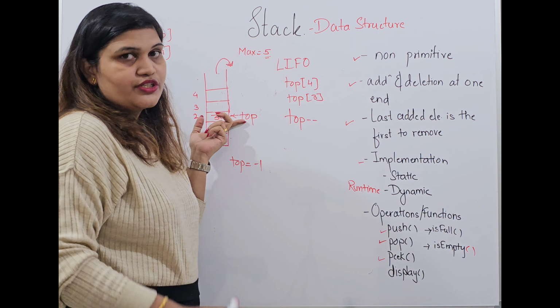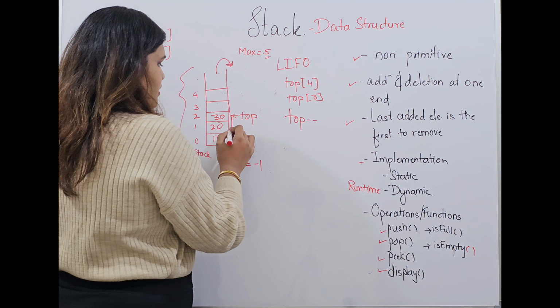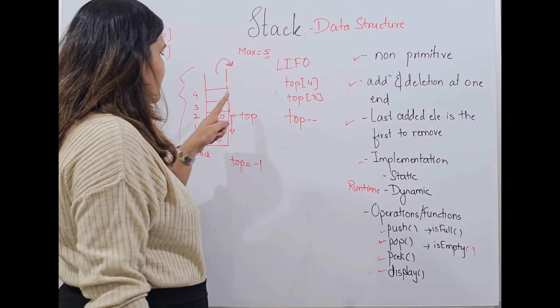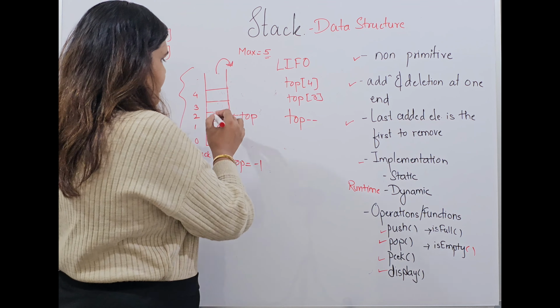And the last function is display. The display function talks about traversing through your stack and displaying all the elements in the stack. Now when you display elements also, you are supposed to display in this fashion, because we perform last in, first out. So my elements would be read in this manner only. First it will be 30, then 20, and then 10.